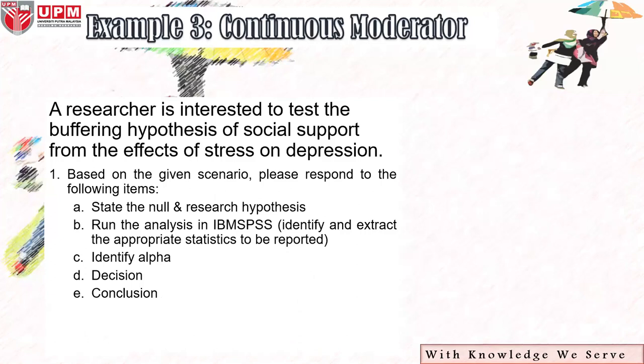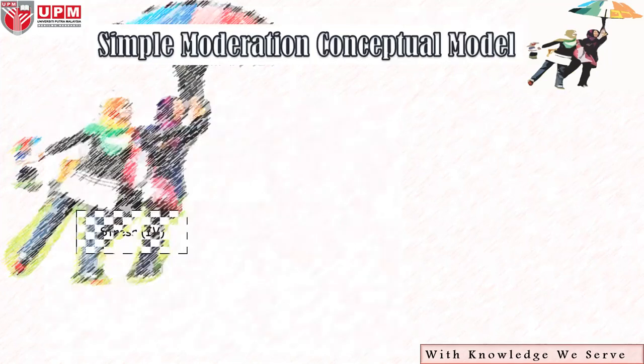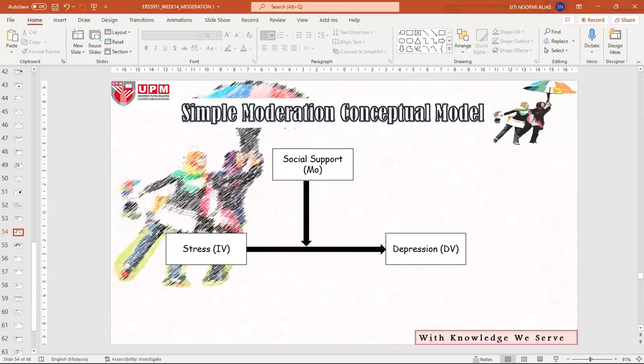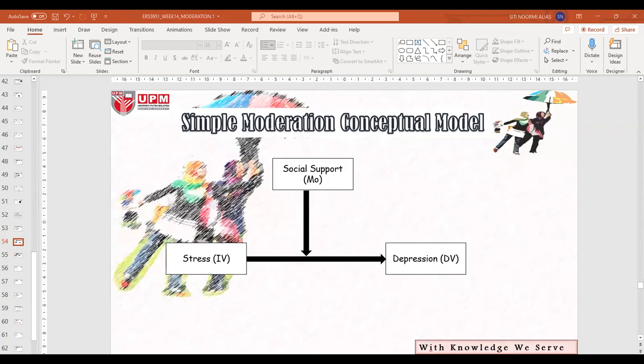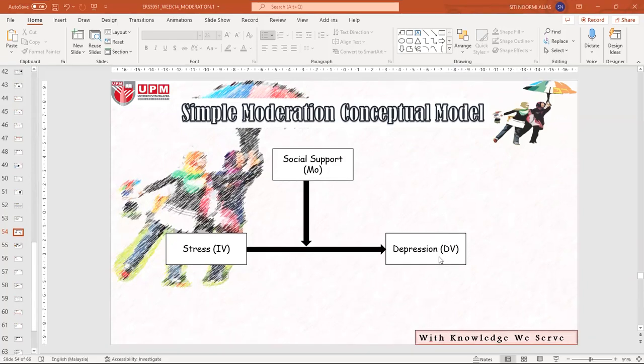Last one. Okay, so a researcher is interested to test the buffering hypothesis of social support from the effect of stress on depression. Ni lagi satu data ni kot. Ustaz nak tengok data dia yang mana satu. Categorical continuous. Ni rasanya kot. Hold on. Betul.